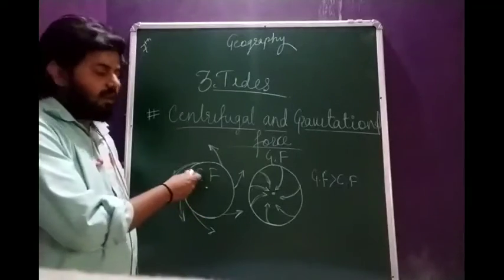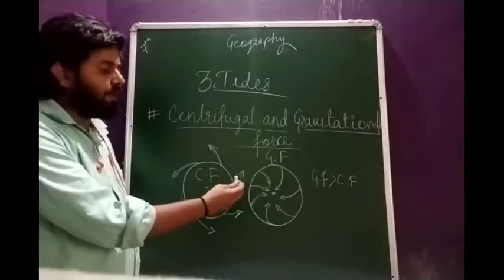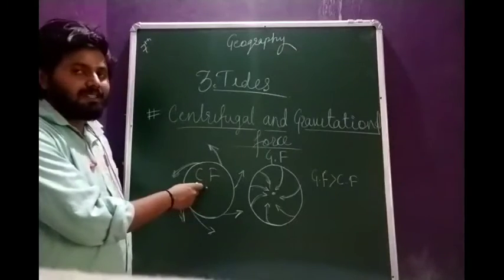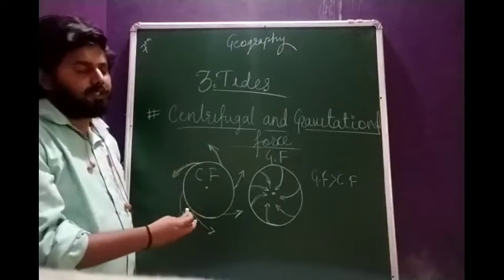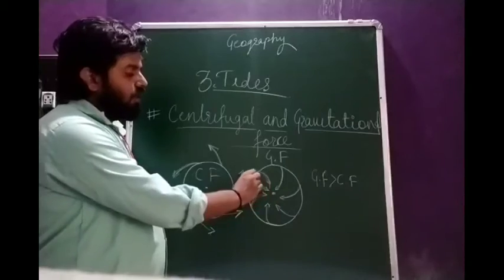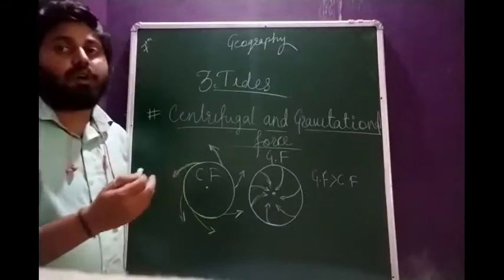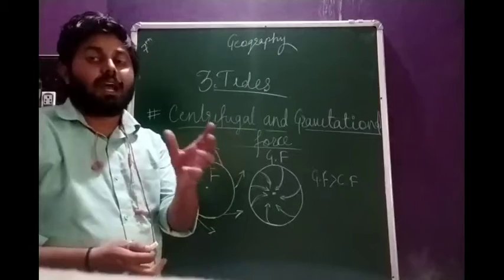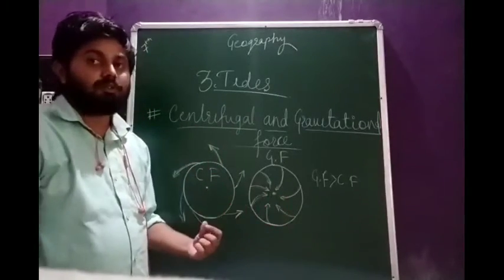So in one the force is going away from the center, and in the second the force is going towards the center. The diagram in which you can see the force going away from the center, that is known as centrifugal force. And the diagram in which the force is coming towards the center, that is gravitational force. Regarding the earth, both forces can apply on the earth, centrifugal force and gravitational force.